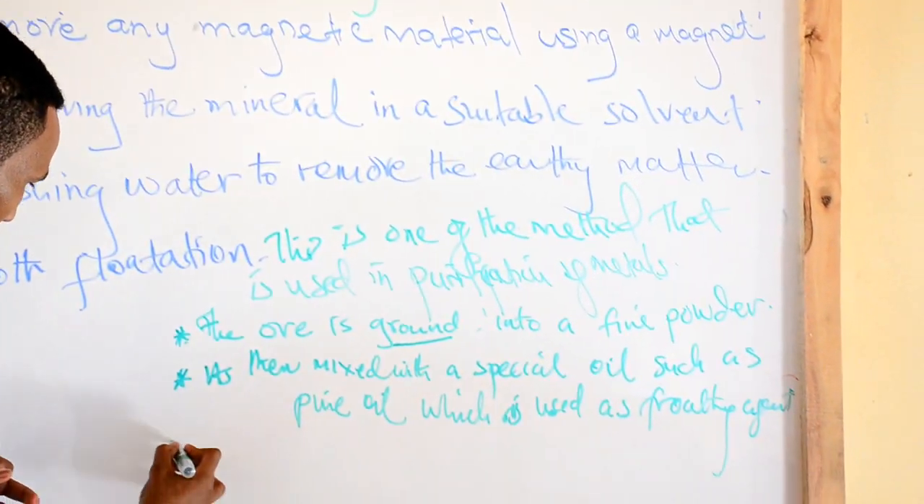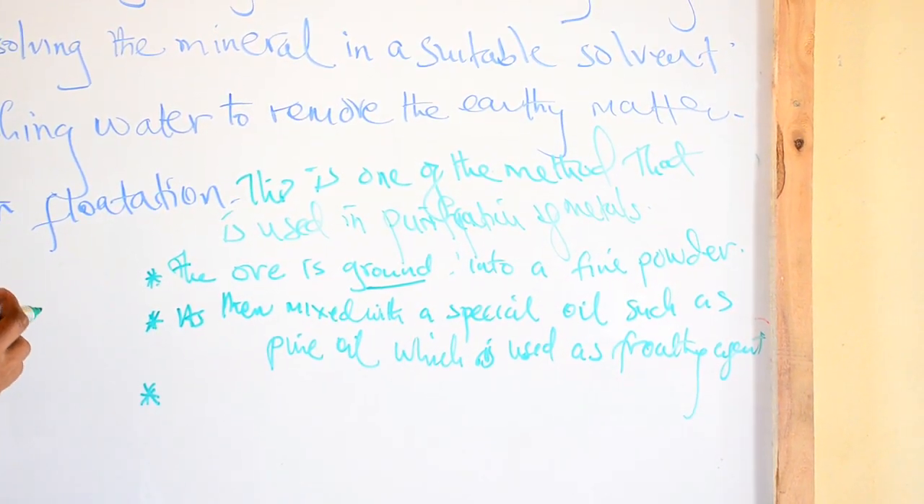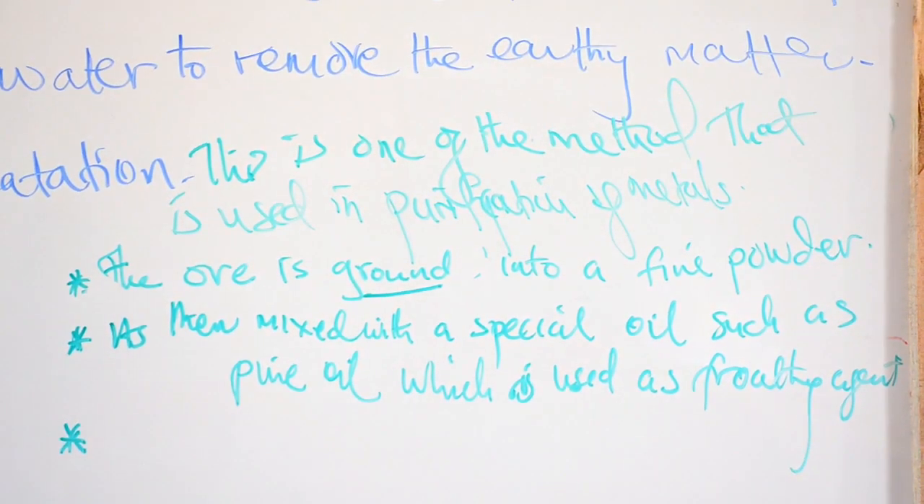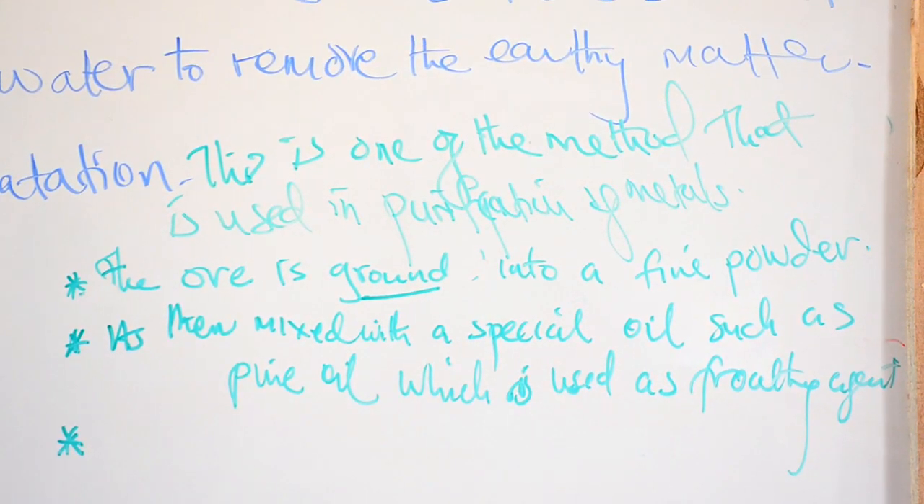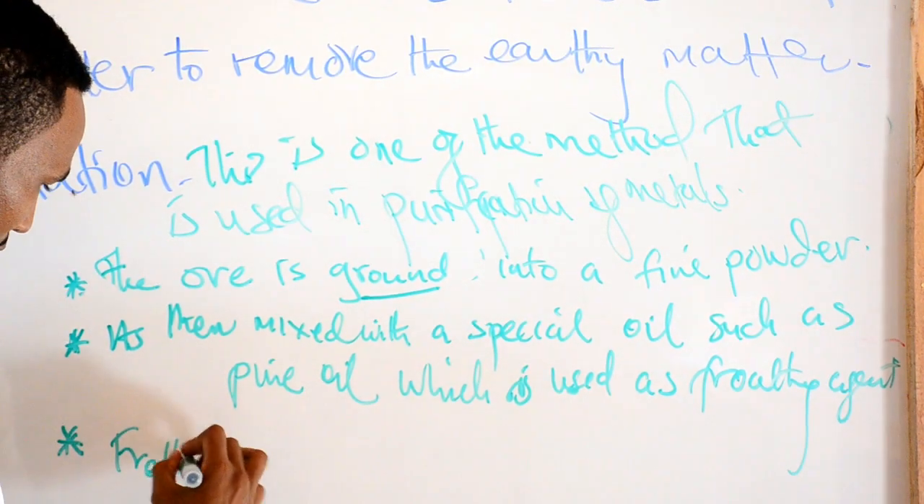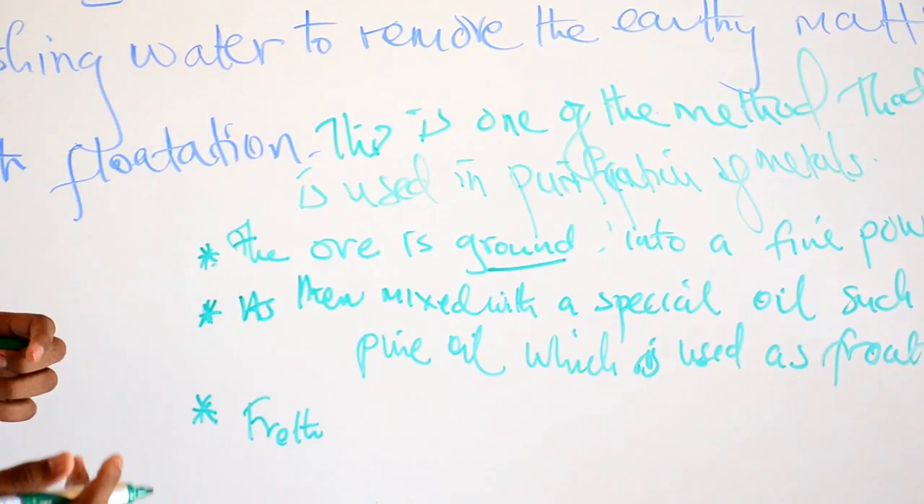Okay. What do you do now? Next. So we said the ore is ground into a fine powder. It is then mixed with a special oil such as pine oil. Then a froth. I hope you understand what a froth is.